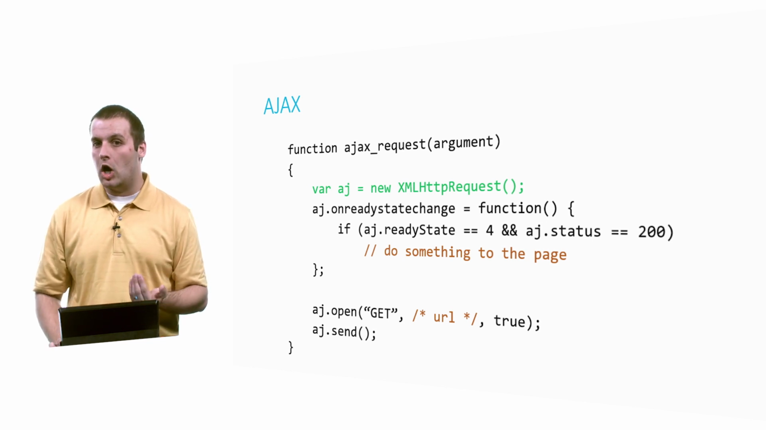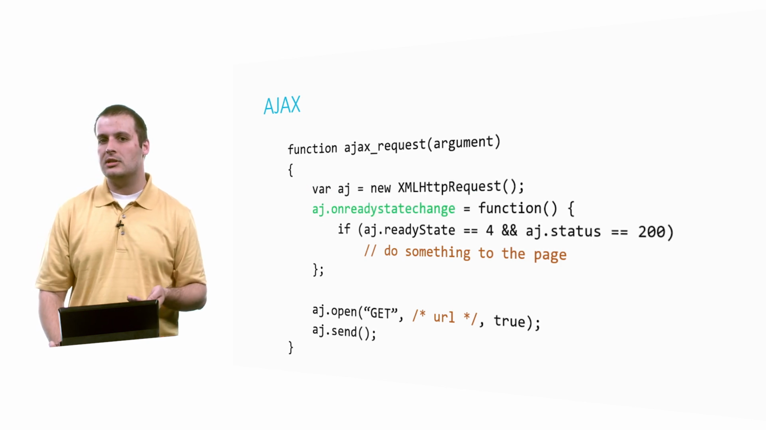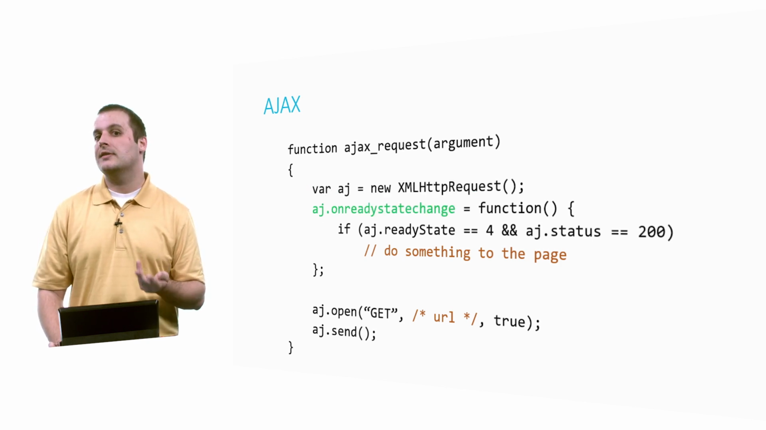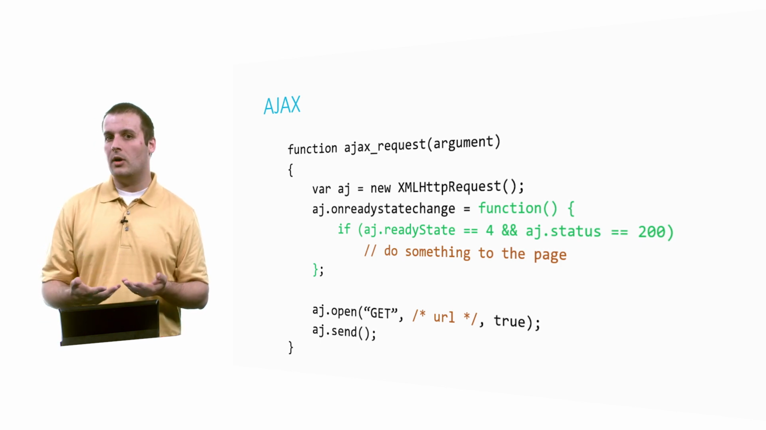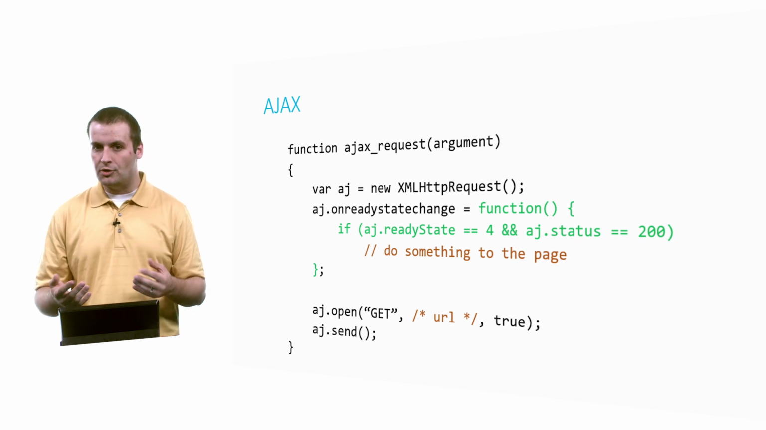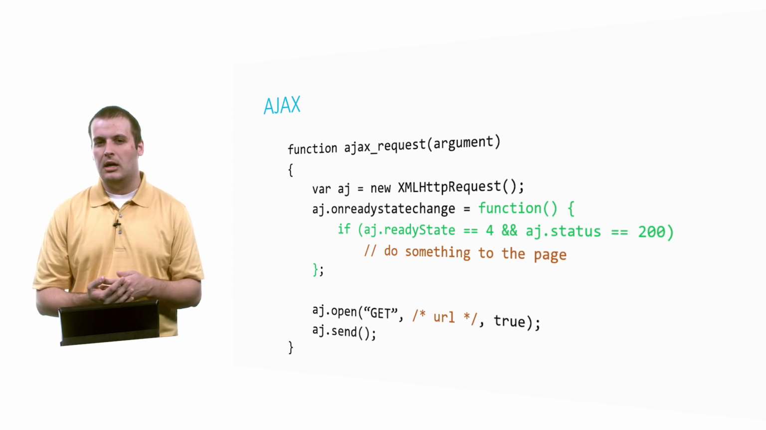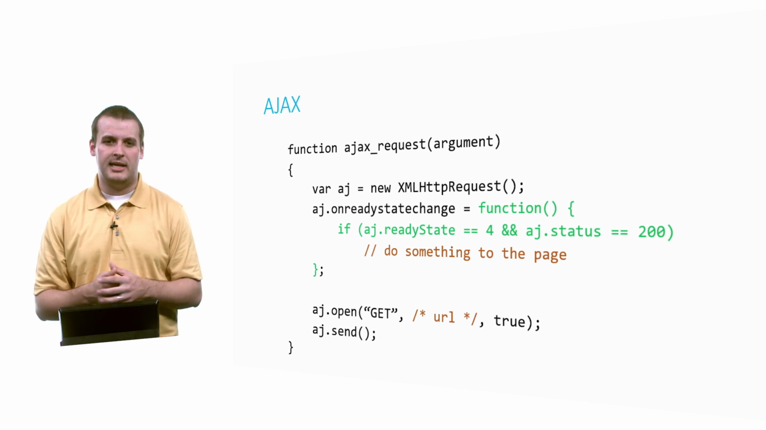Then I need to set the onReadyStateChange behavior. I'm going to say when the ready state changes, I want you to call this function, which is going to ask the question: if the ready state has changed to be 4, and the status was 200, so we had a successful request, I want to do something to the page. We'll take a look at an example of what that something might be in a second.